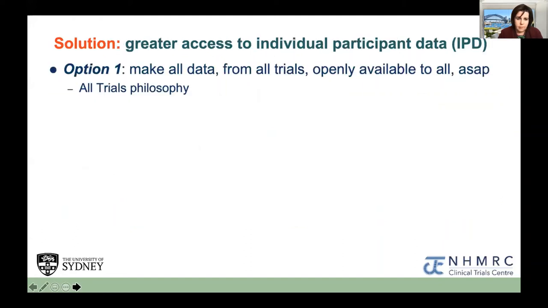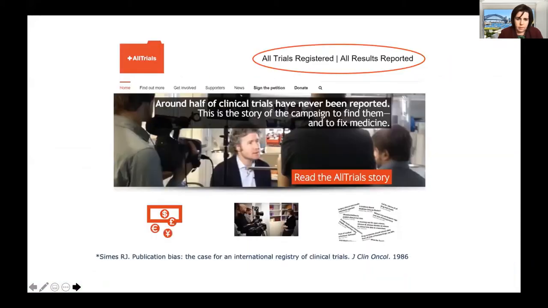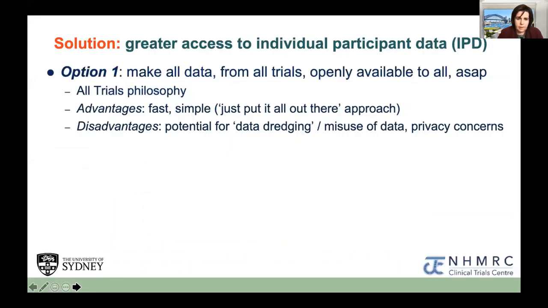Some people have been talking about this for some time, basically saying all data should be openly available to everyone. This is the All Trials group. This has been Goldacre. There's usually a lot of television cameras around him, as you can see there. But on the other hand, there are potential disadvantages for a completely open system: the potential for data dredging, misuse of the data, privacy concerns.